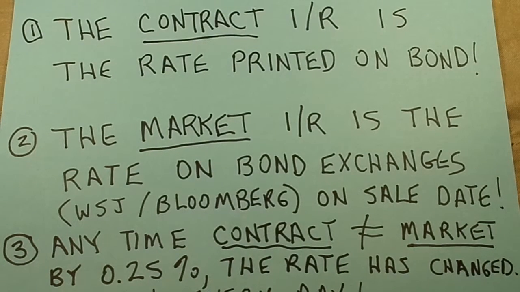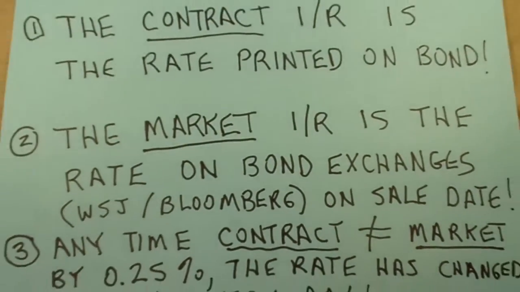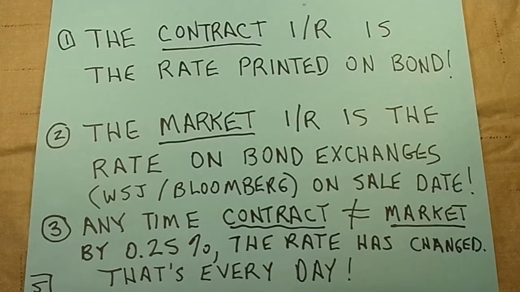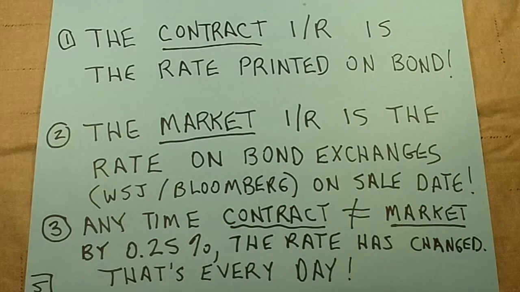The contract rate is the rate that's printed on the bond. That has to be there. You can't have a bond with no rate on it. Now, it would be possible to have a variable rate, but bonds typically are set up with a fixed rate stamped on them, and that's the contract rate.